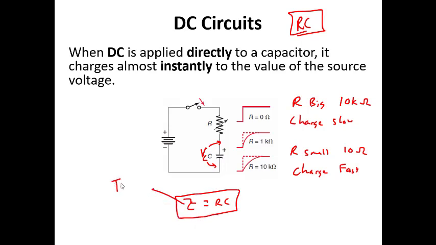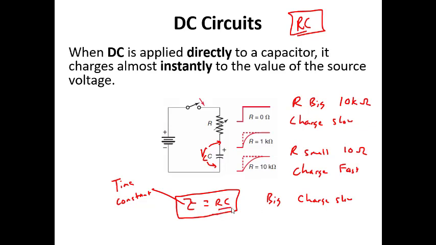This is called the time constant. We're not going to deal with that too much in this class. It's R times C. If the combination of these two is small, it'll charge fast. I'm sorry, I think I said that wrong earlier. If the combination of R times C is big, that means that we would charge slow.